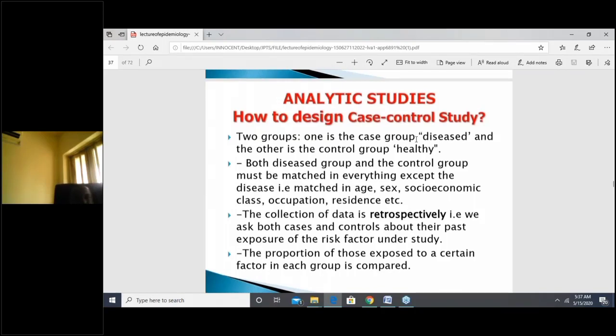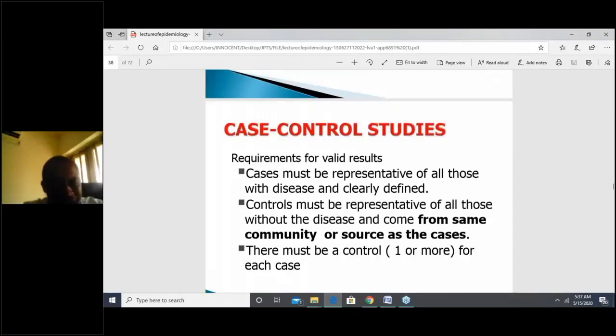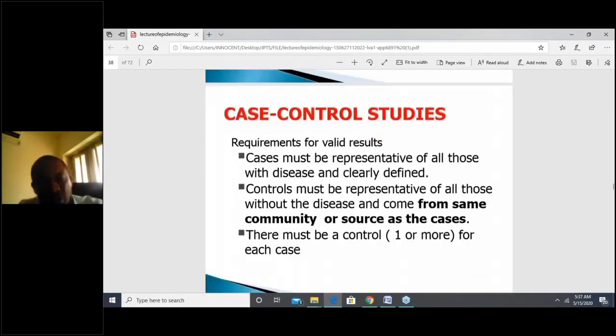So case control studies, okay, we normally do case control studies so as to use it to actually test any hypothesis or any theory we are putting forth. So any theory you are putting forth, we are using it to test it.